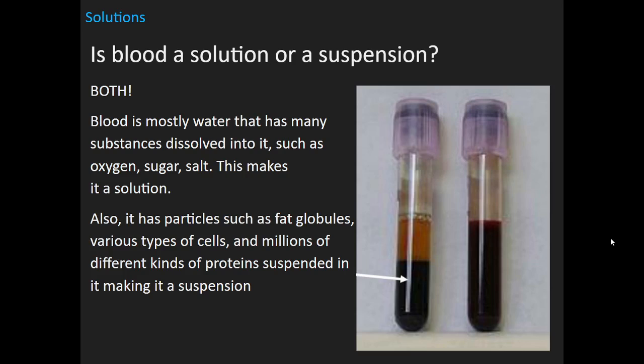And this plasma is a solution because it has all kinds of things dissolved in it, but it's also a suspension because it has globules of things floating around in it, such as white blood cells, red blood cells, all kinds of T cells and stuff. It also has fat globules floating around in it. So water is a little bit of both. It's a solution in the plasma, but it's also a suspension because the plasma has things floating around in it.